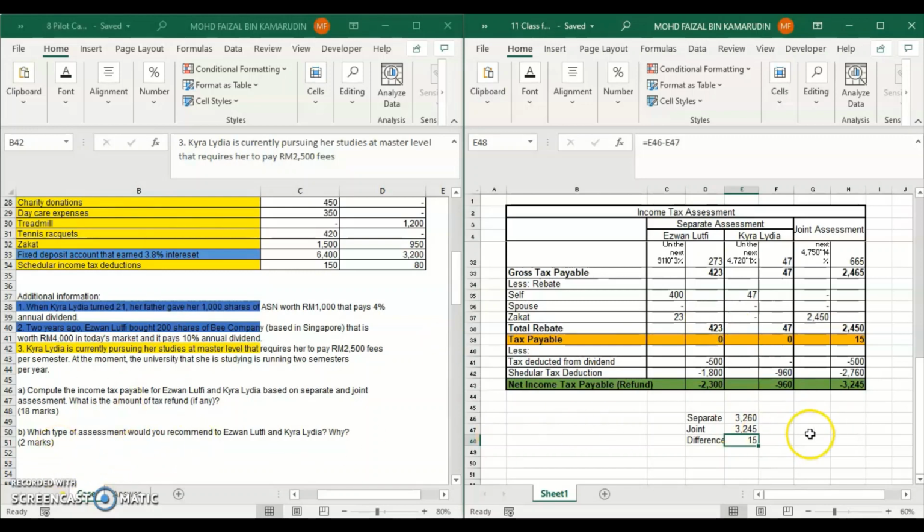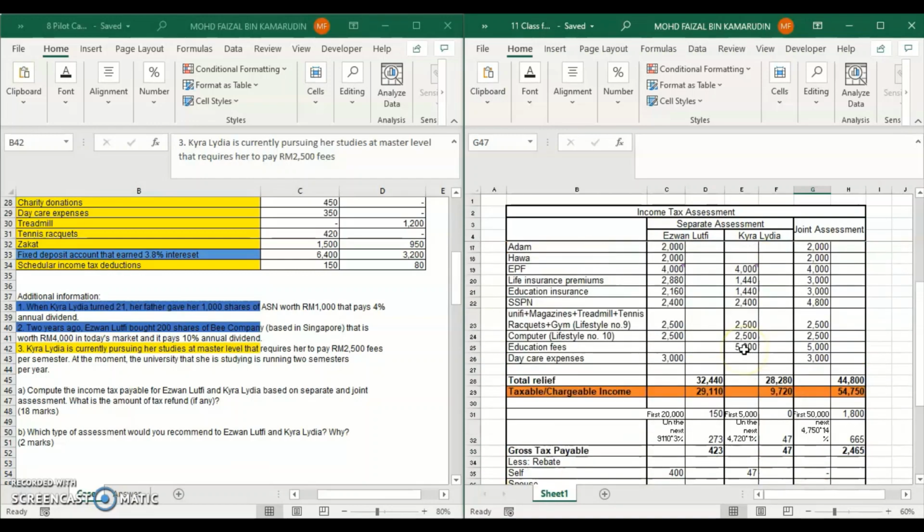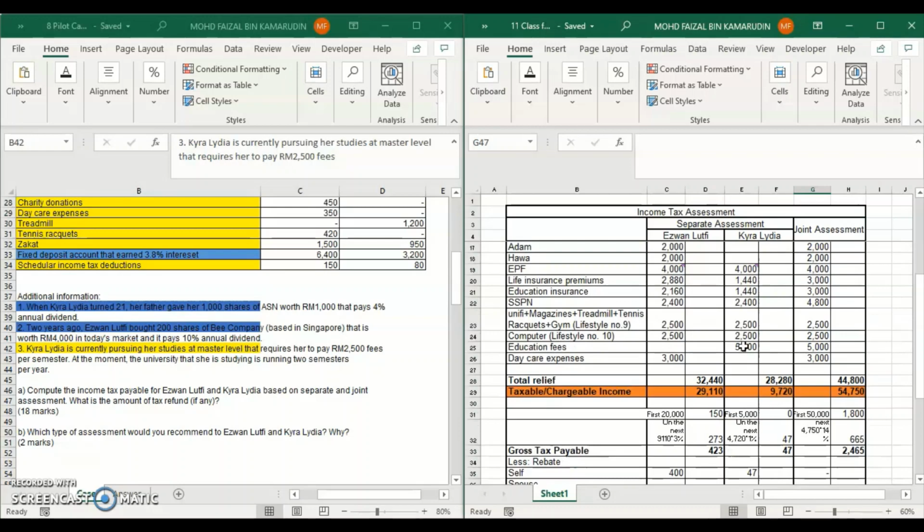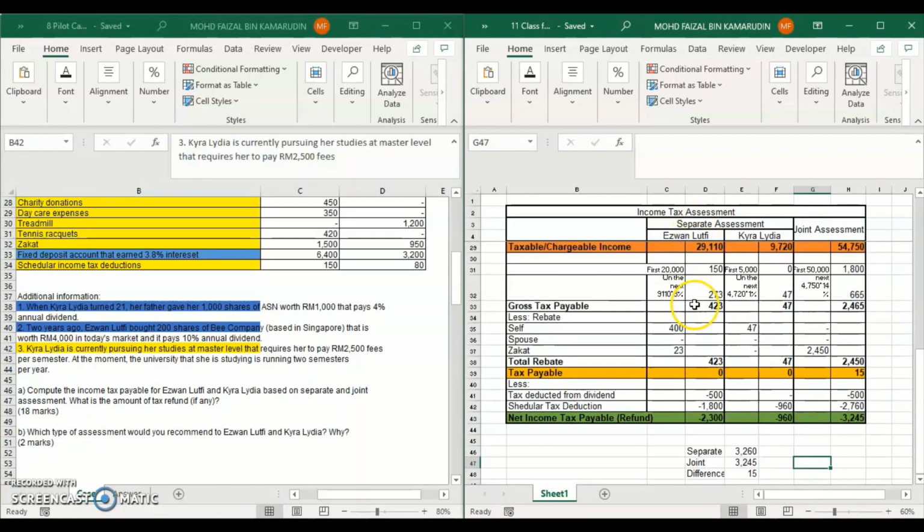Which one is better? Obviously, whichever assessment will give you more refund, or in other words, less tax payable. That would be the better assessment for us to choose. In this case, the better assessment will be the separate assessment because they are getting a higher refund.